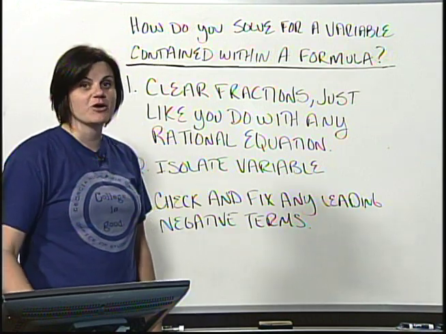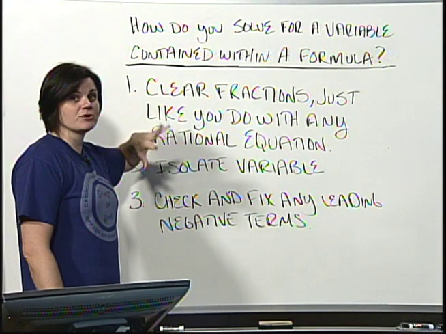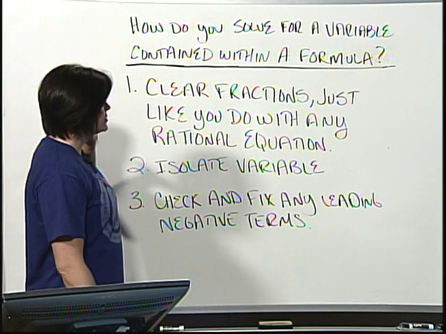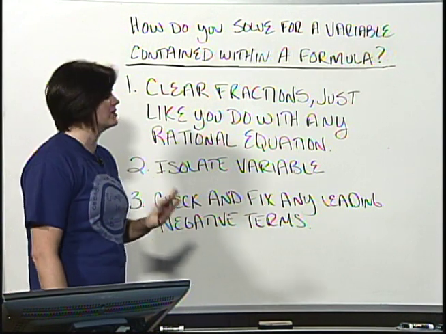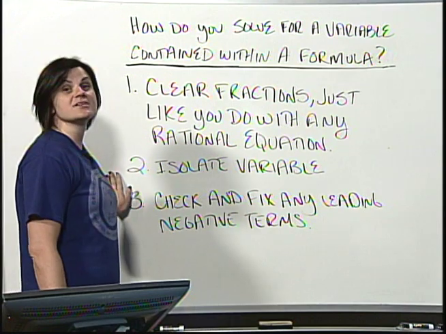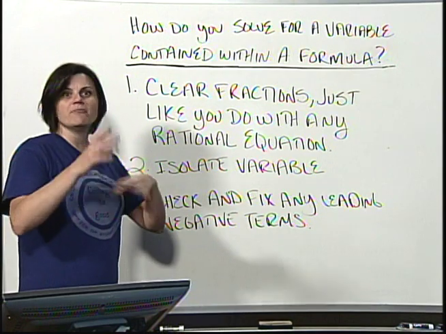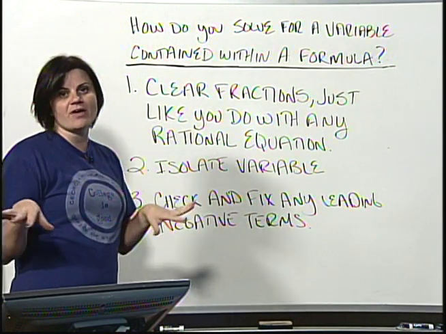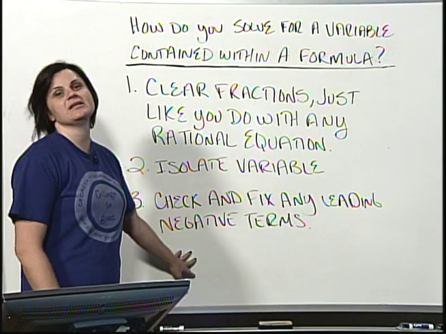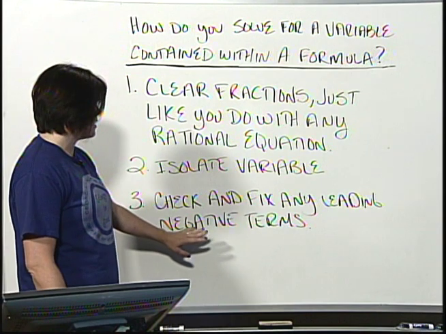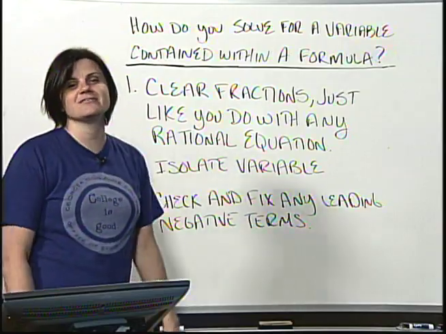In this video segment, we'll be answering the question, how do you solve for a variable contained within a formula? Well, the first thing you're going to do is clear any fractions out, just like you did with rational equations. Then you're going to isolate the variable. So whatever variable you've been asked to solve for, you'll unpack anything else that's around that variable to isolate it. And then finally, you'll check and fix any leading negative terms. And we'll begin to understand that statement a little bit better when we take a look at our example. Let's go ahead and take a look.